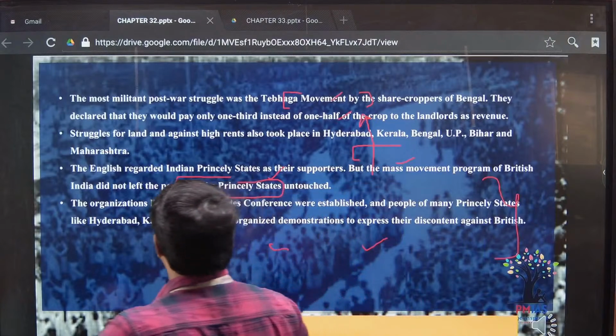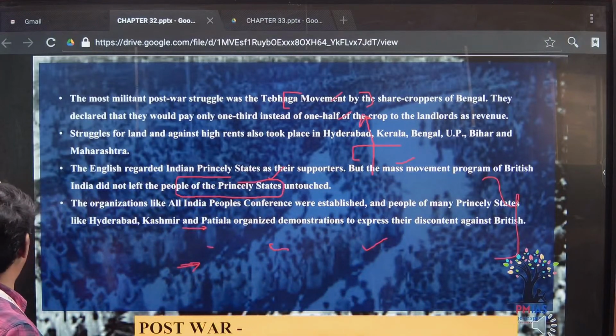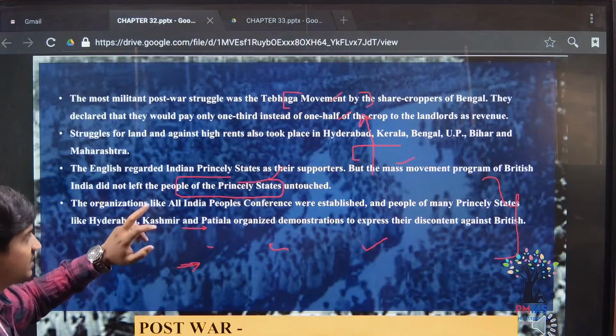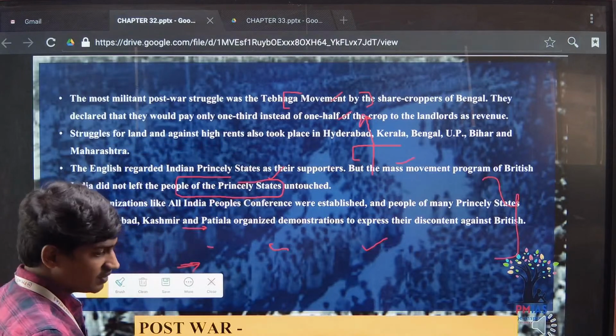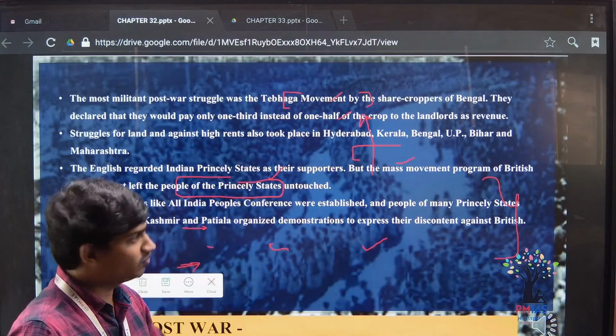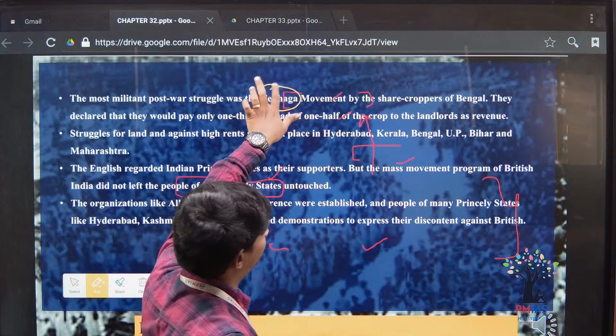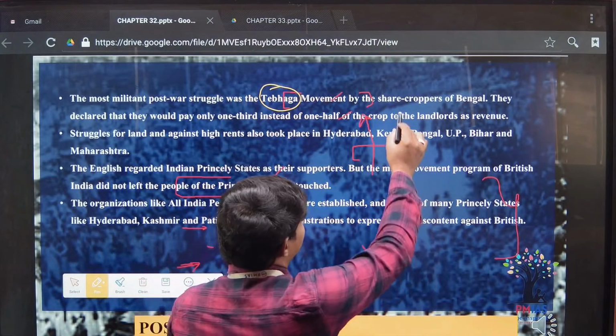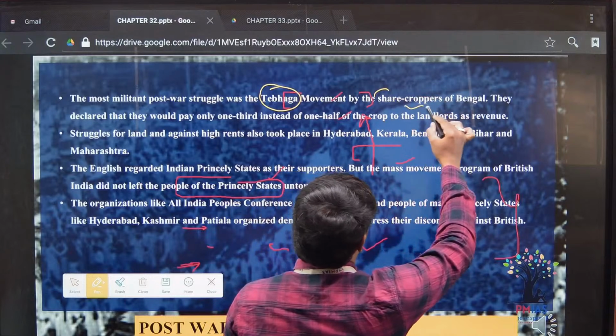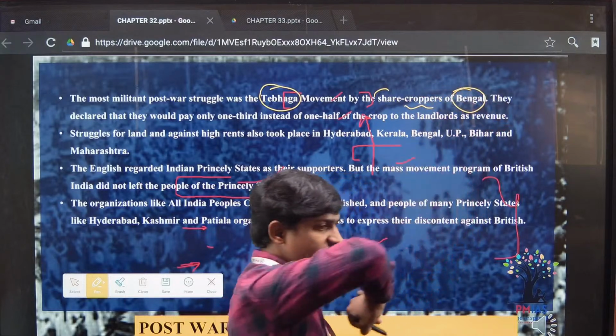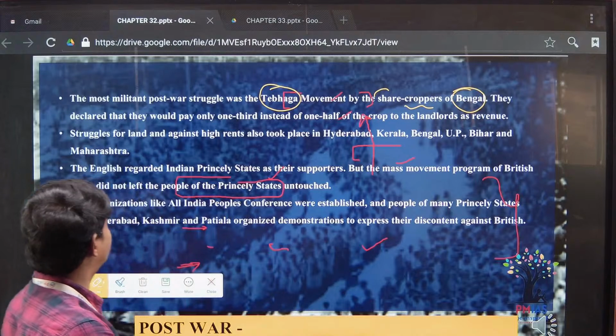Okay, so next, the most militant post-war struggle was the Tebhaga movement. After World War II ended, the movement that astonished the British government was the Tebhaga movement. Who carried it out? The sharecroppers from the Bengal region. The Tebhaga movement took place in the regions of Bengal.